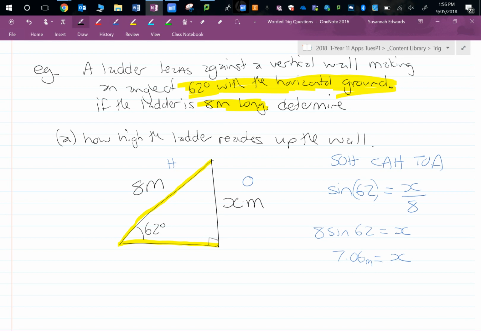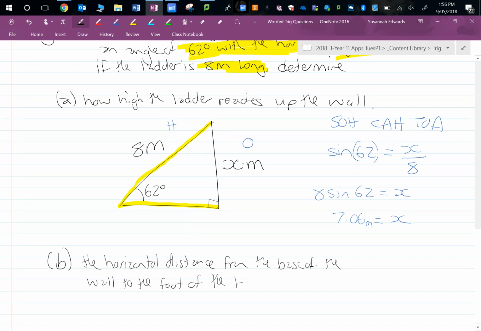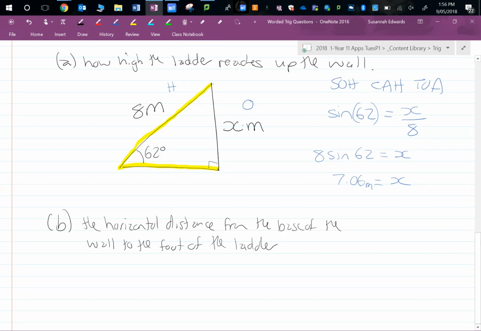All right, then B says, and there's actually two ways of finding this. B says the horizontal distance from the base of the wall to the foot of the ladder. What are we looking for here? The bottom length. That's it. Okay, so let's make that y.